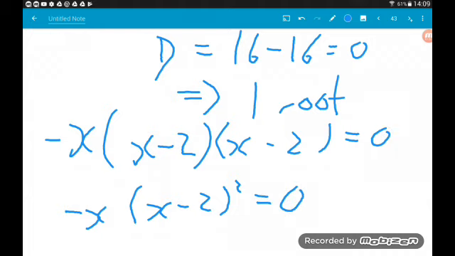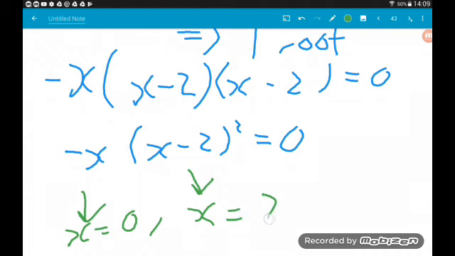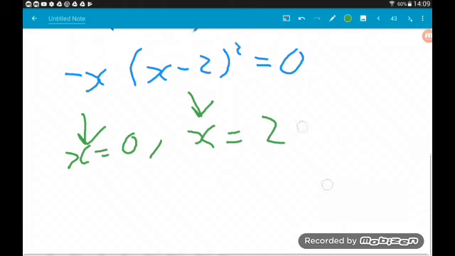So if we now set the expression equal to 0, the solutions to this bad boy are going to be, this bit tells us x is 0, as always, and then the repeated linear root tells us x is positive 2. So there are our 2 roots.